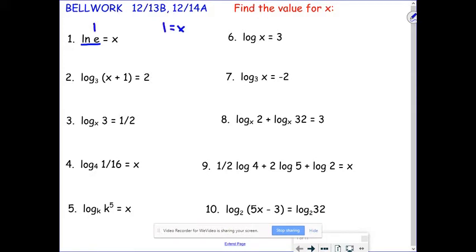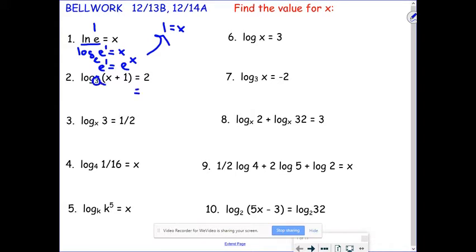So taking a look, in the first one, if you remember that ln of e is 1, that makes it pretty easy. X is 1. If not, remember ln is just log with a base of e. So I can rewrite it as e to the x equals e to the first, and x is 1.